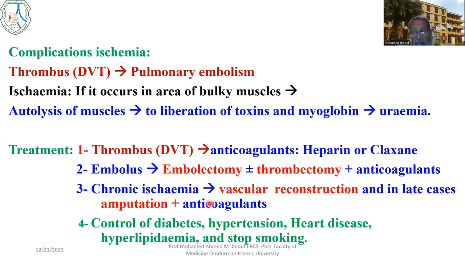And in chronic limb ischemia, the patient should be thoroughly studied, and then we should go for vascular reconstruction with a vascular graft. And in later stages, if there is an ischemic black limb, then probably amputation. But all the time, one should have some antiplatelets or anticoagulants. Also, we have to control diabetes as the risk factors, hypertension, heart disease, hyperlipidemia, and the patient has to stop smoking.